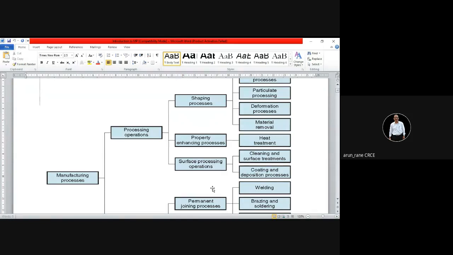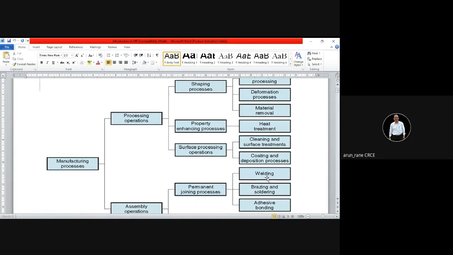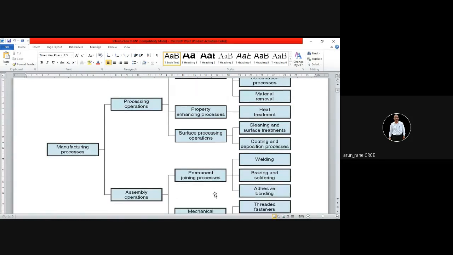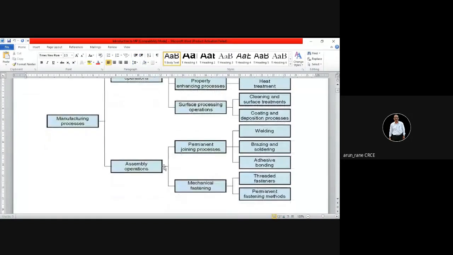Then surface processing. What are the different surface processing operations? Cleaning, coating, like nickel plating, chrome plating, galvanizing. So these are your coating and deposition processes. Then joining processes. Joining processes means welding, brazing. This you are familiar with. Adhesive bonding. Then assembly processes.